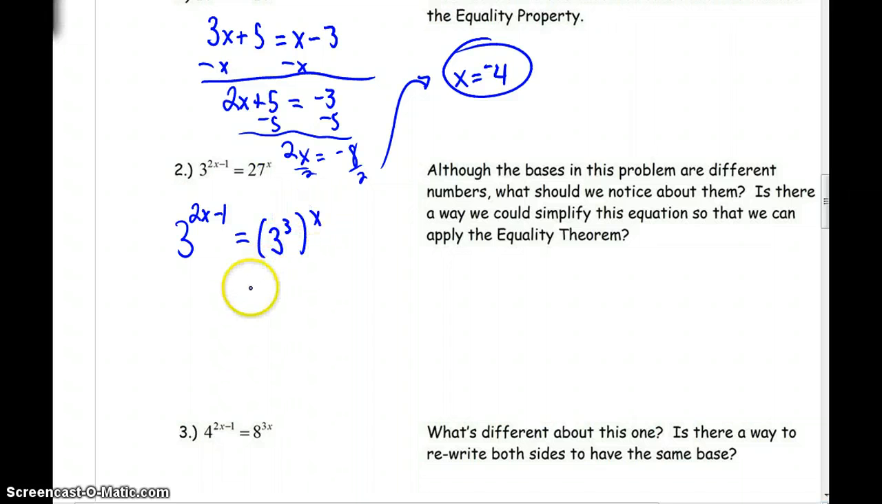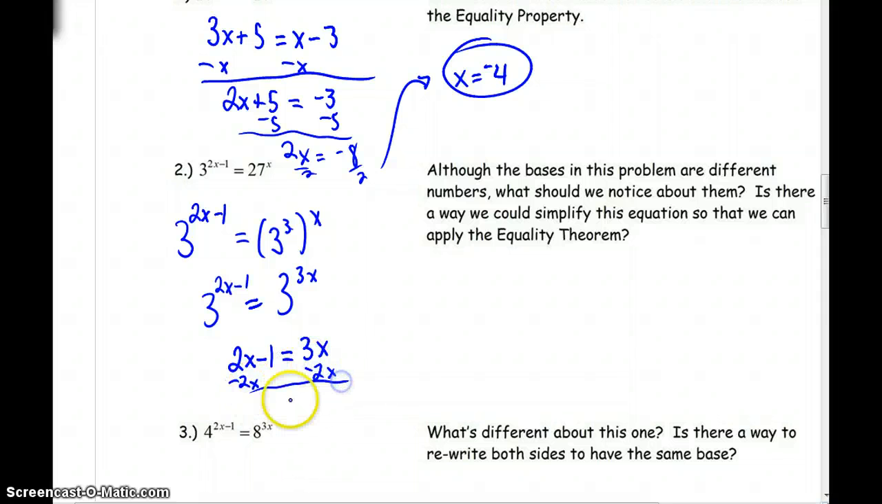So powers to powers are more powerful, as we like to say. 3 times x, we'll get 3 to the 3x power. Here we have 3 to the 2x minus 1. And what we do now is go back to what we did up above. The only way this equation is true is if these exponents themselves are equal. So I have 2x minus 1 is equal to 3x. I can very quickly subtract a 2x from both sides, very quickly seeing negative 1 is equal to x, or x is negative 1.